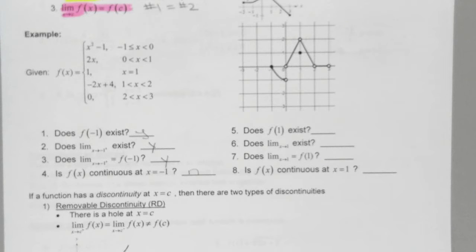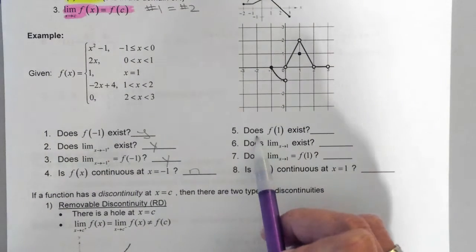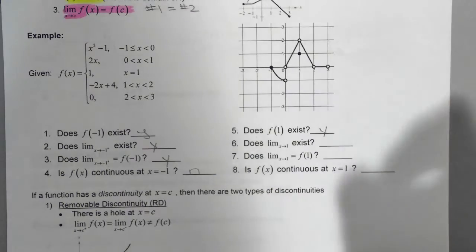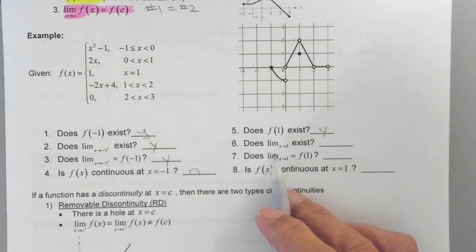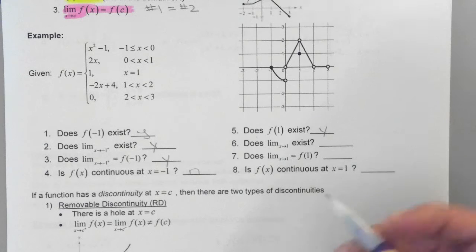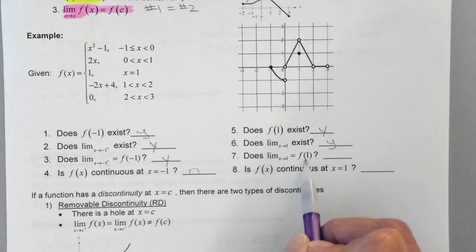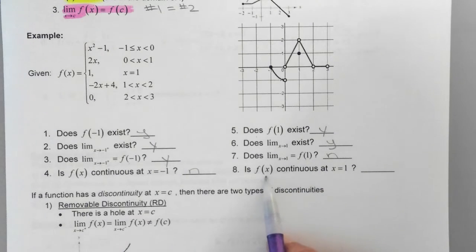So we're going to take a look here. All right, and we are going to answer, does f of 1 exist? F of 1. Yes, it exists. Does the limit as x approaches 1 exist? The limit itself. Yes or no? Yes, it exists. Are the limit and the point equal to each other? No, they are not. So is the function continuous at x equals 1?